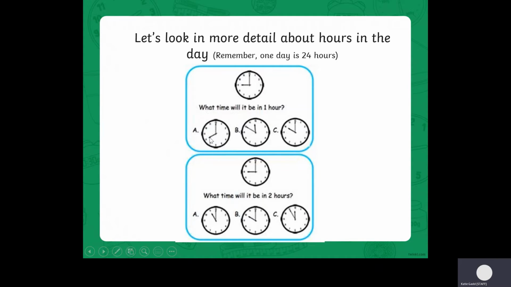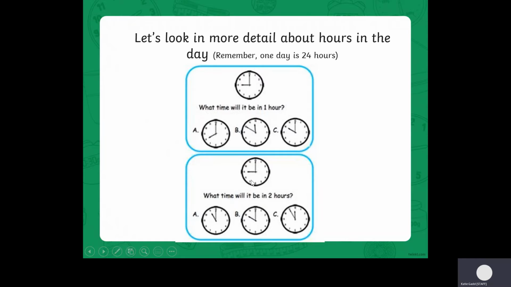So A, the hour hand is pointing to the 8, and the longer hand is pointing to 12. So this is 8 o'clock. Here, the smaller hand is pointing to 12, and the big hand is pointing to 10. So it's actually 10 minutes to 12 o'clock. And here, the hour hand is pointing to 10, and the larger hand is pointing to 12, so it's 10 o'clock. So what is 1 hour after 9 o'clock? 1 after 9 is 10, so 10 o'clock. C is the answer.